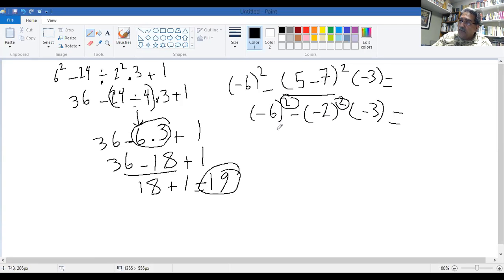Minus 6 to the power of 2 is minus 6 times minus 6, which is 36, plus. Here is a parenthesis. Minus 2, you see this 2 applies to the sign and the base, so it would be plus 4. Minus times minus is positive, 2 times 2 is 4. So we have 36 plus 4, then times minus 3.